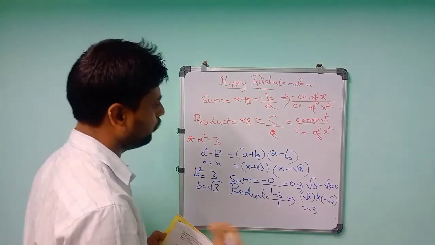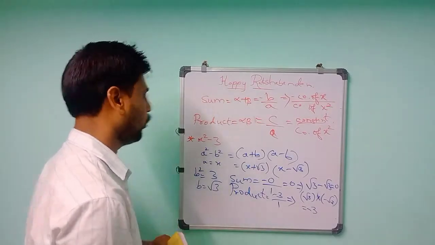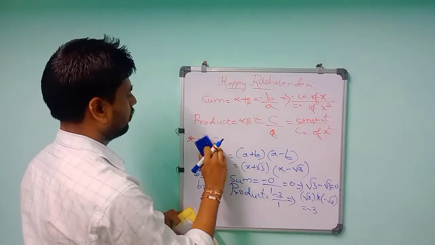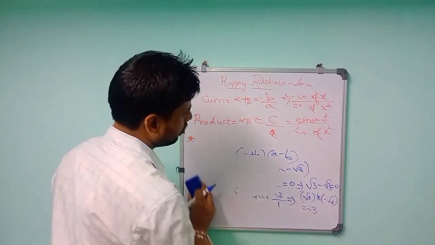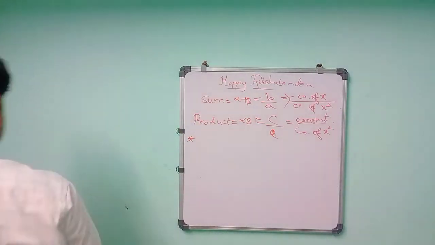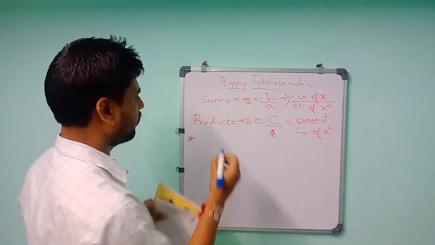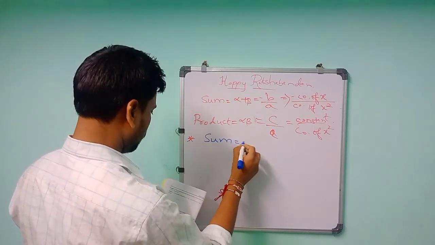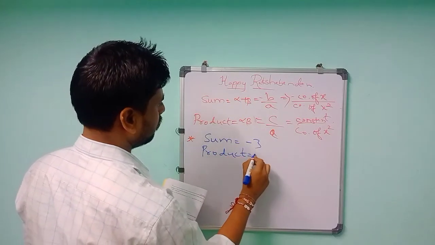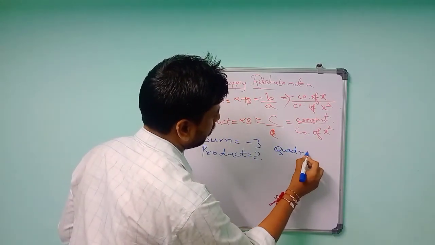Then they will give you the sum of the zeros of the polynomial, and they will ask you to find the quadratic polynomial. That also is the same. Here they will only give the zeros of the polynomial. They have given the sum and the product: the sum is minus 3, and the product is 2. You have to find the quadratic polynomial.